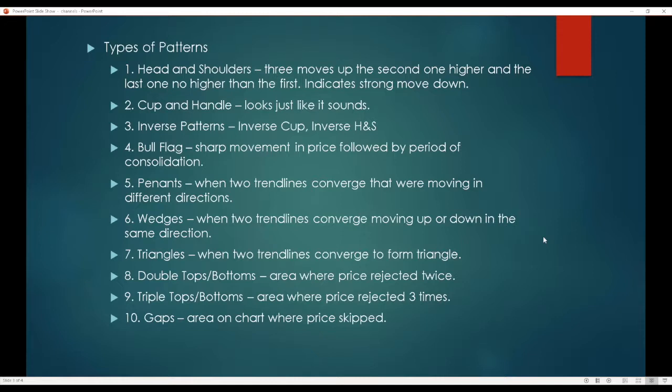We also have triple tops and bottoms. This is exactly like it sounds also. It's where price is rejected 3 times. And we have gaps. So gaps are areas on a chart where price was skipped over. And all prices on a chart essentially need to be traded. Market makers just like to be able to make money everywhere, so they ensure that they do.